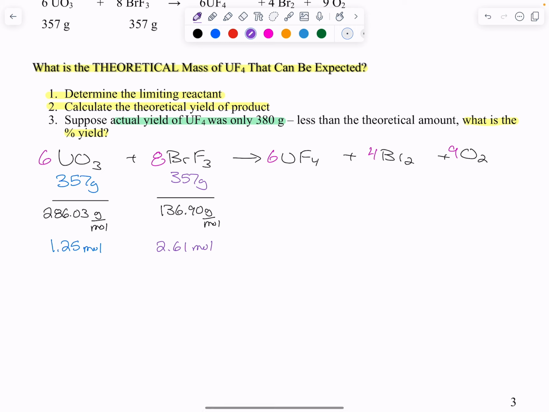All right, and so if we do this, I get 1.25 moles divided by 6, and 2.61 moles divided by 8. 1.25 divided by 6, I get 0.21, and 0.33. So that means your uranium 6 oxide is the limiting reactant. So I'm going to take this number here and erase those.